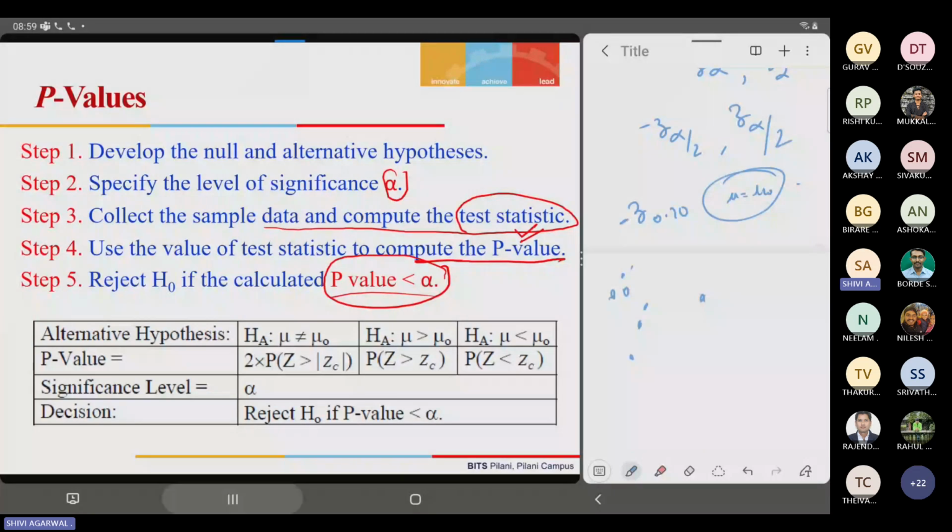The same algorithm we are applying in all the three cases.